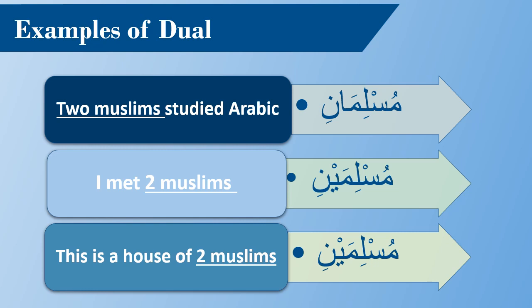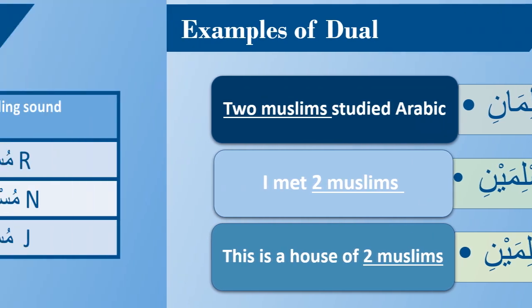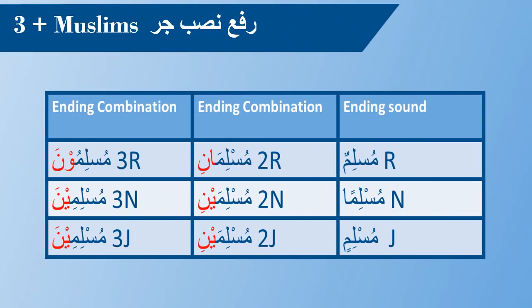I'm hoping you're feeling a bit comfortable with singular and dual nouns. So let's look into the plurals. To turn a singular noun into rafa plural, all you have to do is add a combination of waw, noon, fatha at the end of the noun. For example, Muslimun will become Muslimuna. It's a plural and a rafa form.